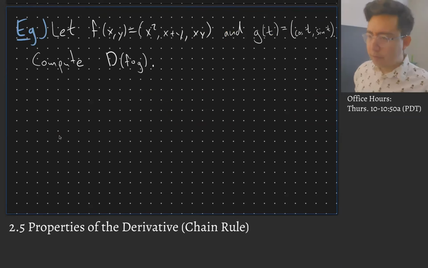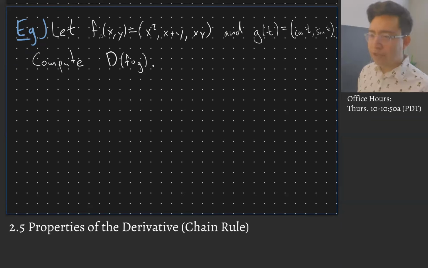Okay, so let's take a look at this example here. So we have this function f of x, y. So it's a function in two variables, has three outputs. So there's two inputs, three outputs. And then g of t, so there's one input and g has two outputs. And so one of these compositions is going to make sense.